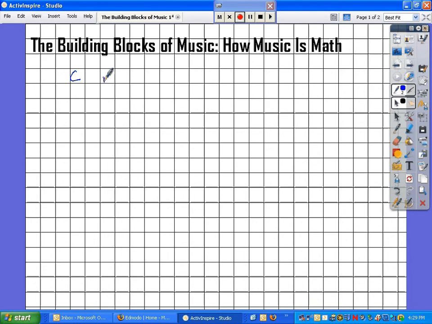So C, and now I'm going to skip a line here because there's a whole step between C and D. And then there's a whole step between D and E, and then there's a half step between E and F. Now there's a whole step between F and G, and a whole step between G and A, a whole step between A and B, and then a half step between B and C. And now we're back to the beginning.